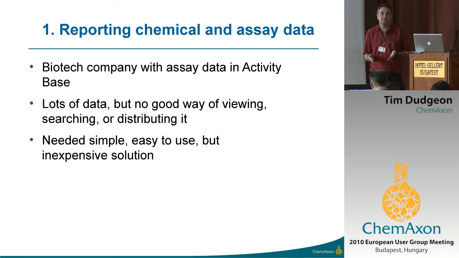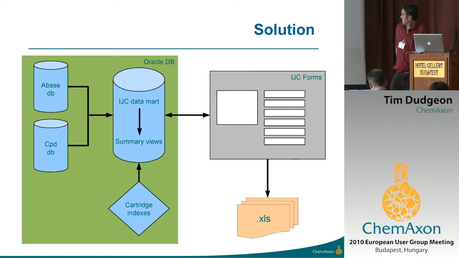So the first case study is a company that we worked with that had data in activity-base, lots of biological data. So they had activity-based biology data and a chemistry database with their structures, and they had big problems in accessing that data. It was in the database, but they just couldn't report it, and they were just unsure about what their active compounds were and things like that. And so, being a small biotech company, they needed a relatively lightweight and simple solution. And so, this is the solution we put together for them.